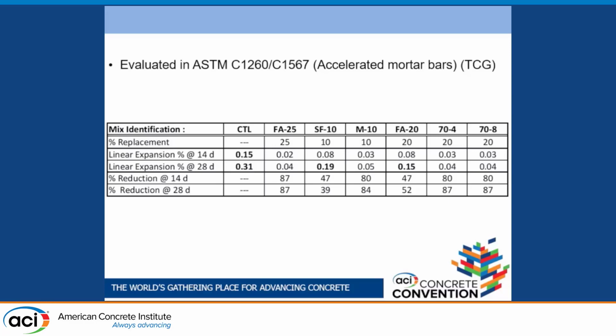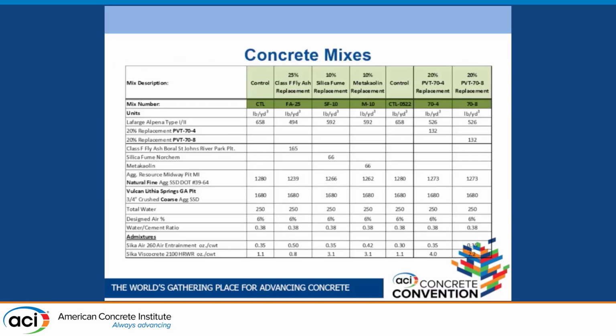We did linear shrinkage because that's important. They really have to crack. You can see that in this particular mortar bar expansion for 1260, 1567, and a very reactive aggregate, these materials did very well and actually did better than silica fume and a higher amount of fly ash at 28 days. So these are very good for ASR, and they compete very well with some of the known actors that are used for that.